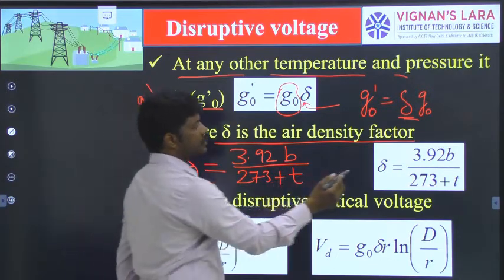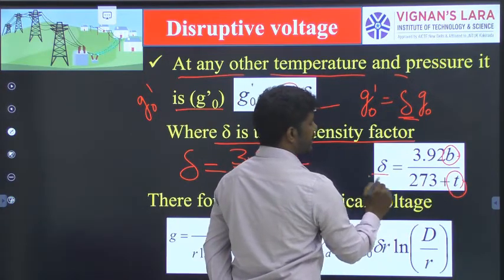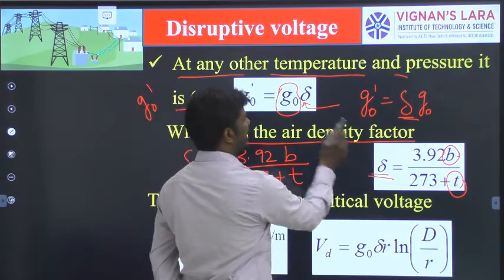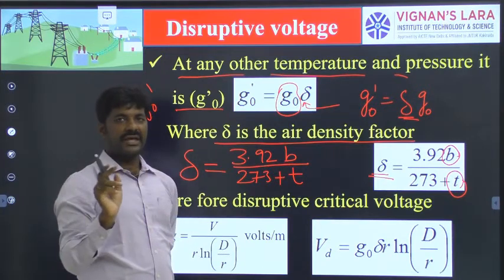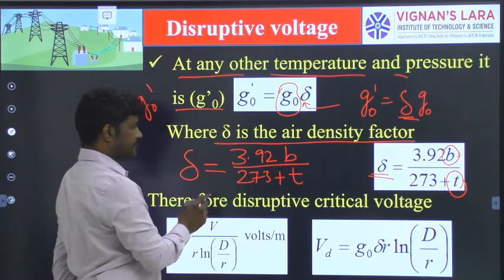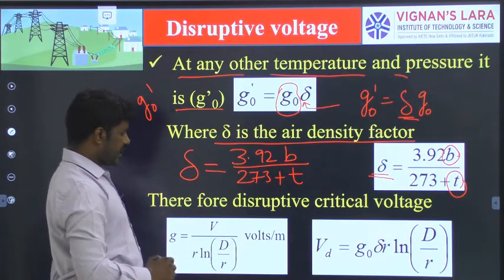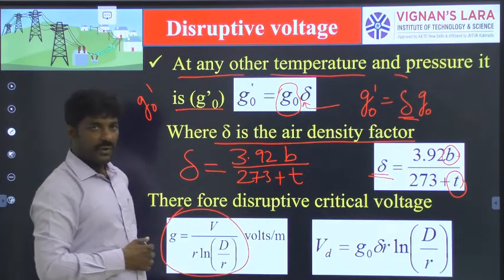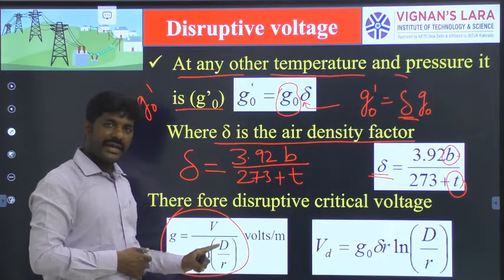So with the magnitudes of this barometric pressure and the temperature given, we can define the correction factor in the air density. That air density factor delta will be used here to estimate the breakdown strength of the air, that is gradient G naught dash. Whenever this G naught dash is observed, that is G naught into delta, use the basic gradient formula. What is the basic gradient formula? G is equal to V by R into ln of D by R.